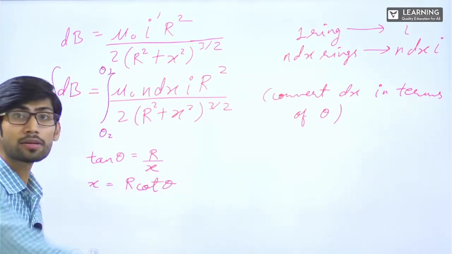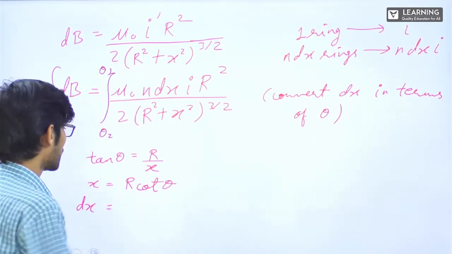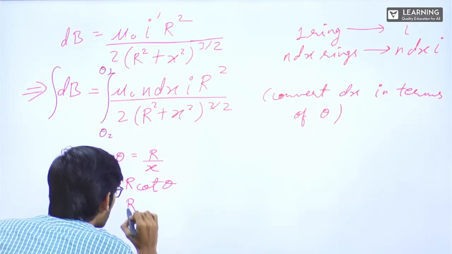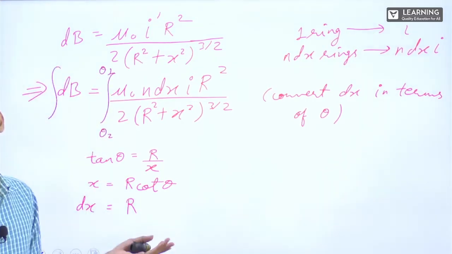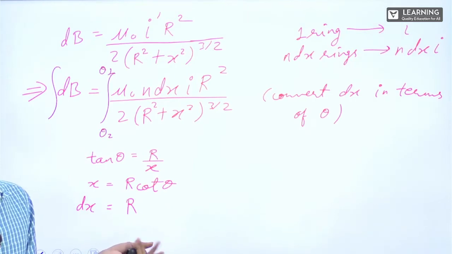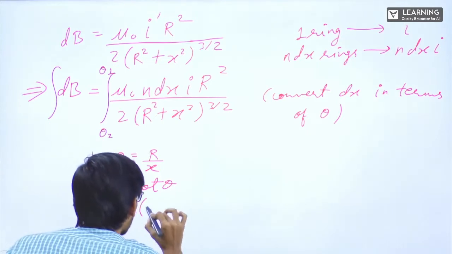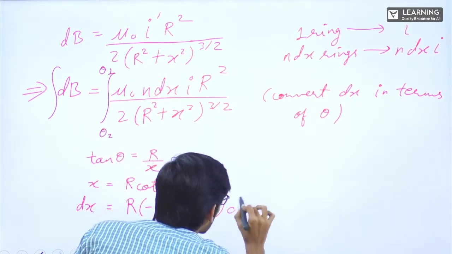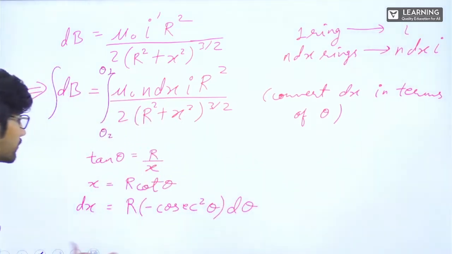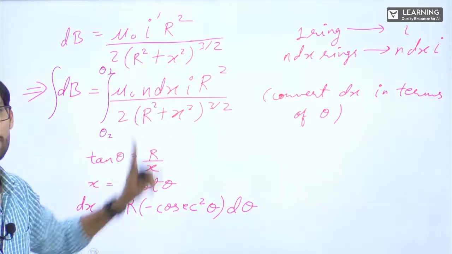Now, differentiating both the sides, we will get dx is equal to r, which is a constant, times the differentiation of cot theta. d cot theta by d theta, how much will it be? Minus cosec square theta, correct? This will be minus cosec square theta d theta. Clear? This is what dx is. This we have to put here.